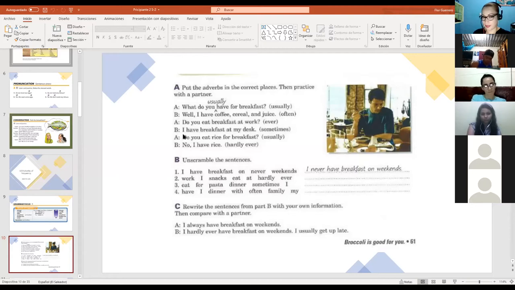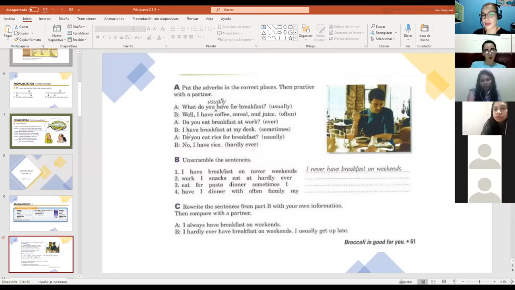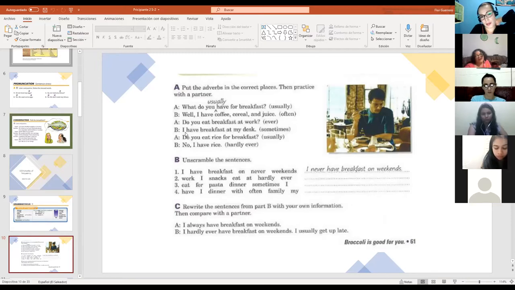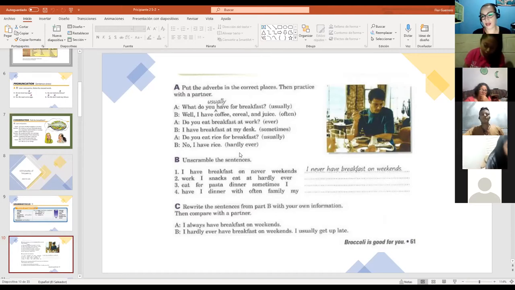Let's continue. Sometimes I have breakfast at my desk. Aquí podemos decir I sometimes have breakfast at my desk. Oh, podemos ponerlo al principio. Sometimes I have breakfast at my desk. Now, usually in questions, ¿a dónde lo pondríamos? Do you usually eat breakfast? Excellent. And the last one. I hardly ever have rice. Uh-huh. No, I hardly ever have rice.